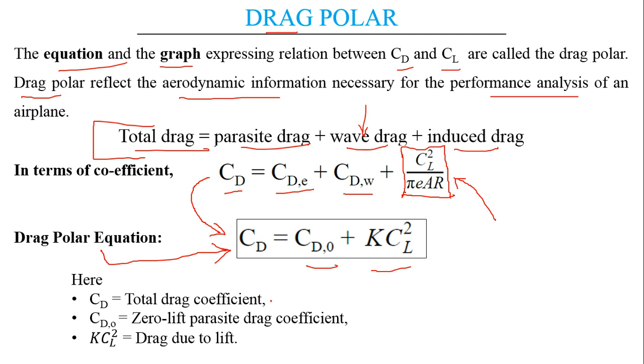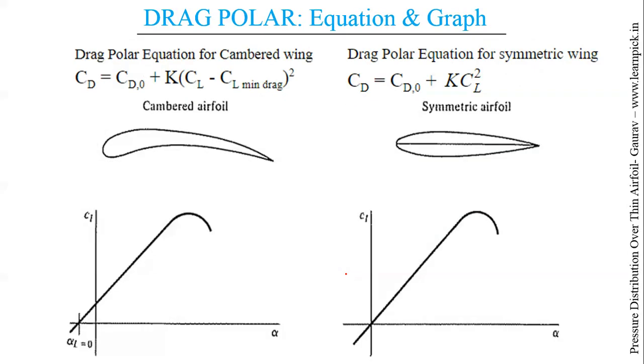CD is nothing but the total drag coefficient. CD naught is the zero lift parasitic drag coefficient, and K CL square is nothing but the drag due to lift. So this portion deals with the drag which is caused due to lift, and this portion deals with the drag which is caused due to non-lift, or which is caused not due to lift.